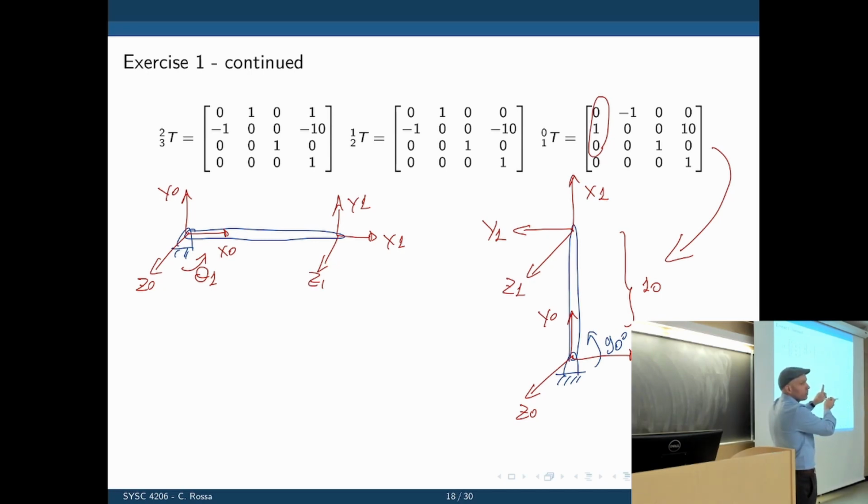Right? Yeah? Let's look at the second column there. The second column says that the component of y1 in x0 is -1. Is that correct? Yeah. All right, the component of y1 in x0 is -1. So you see now what this rotation matrix is telling us? The orientation and position of the end effector. Does that make more sense? Yeah?